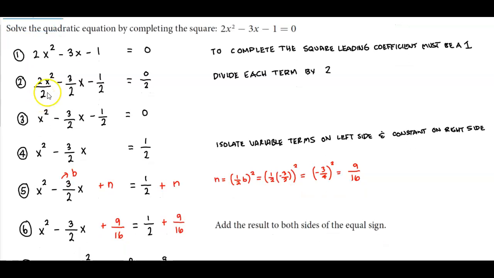In order for us to make it a 1, we need to divide each term by 2. So 2 divided by 2 leaves you with x squared. Negative 3x divided by 2 leaves you with minus 3 halves x. Minus 1 divided by 2 is minus 1 half. And 0 divided by 2 is 0.